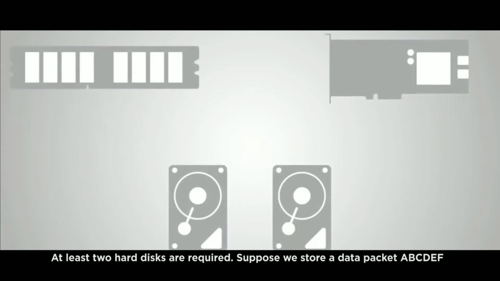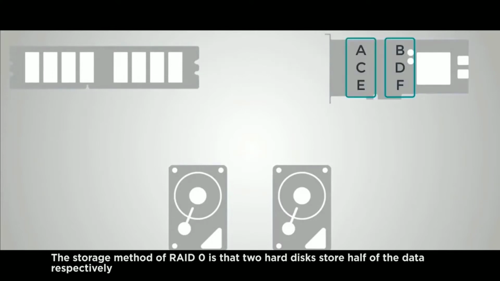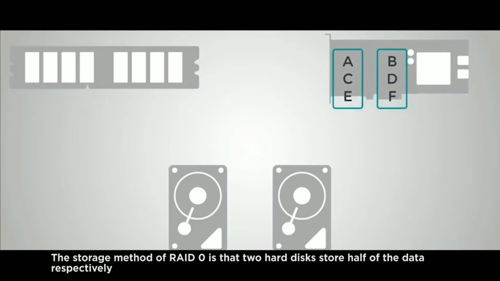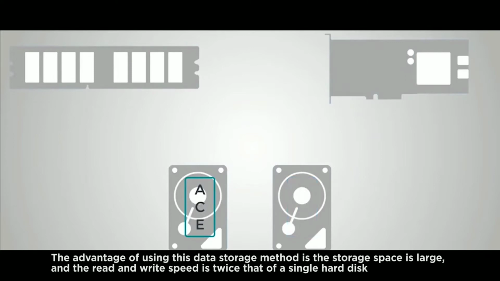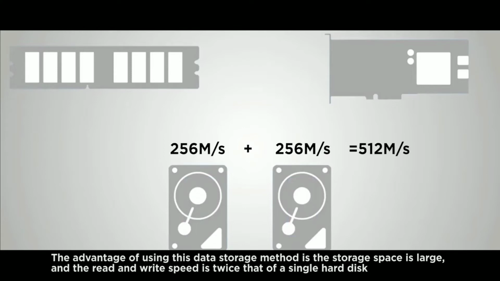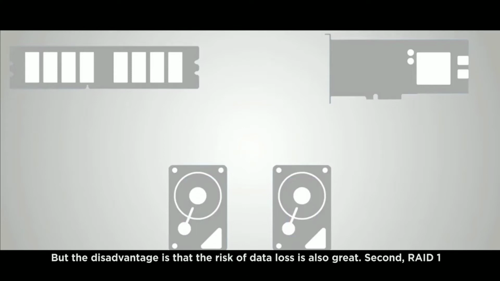At least 2 hard disks are required. Suppose we store a data packet A, B, C, D, E, F. The storage method of RAID 0 is that 2 hard disks store half of the data respectively. If one of the hard disks is damaged, it will cause data loss, and this loss is unrecoverable. The advantage of this data storage method is that the storage space is large, and the read and write speed is twice that of a single hard disk. But the disadvantage is that the risk of data loss is also great.